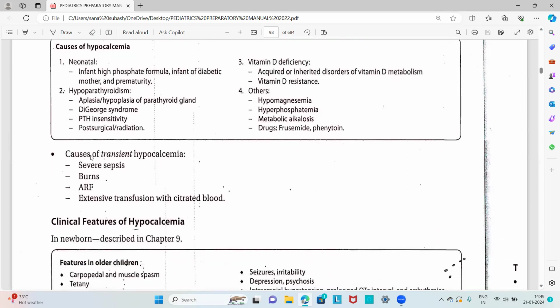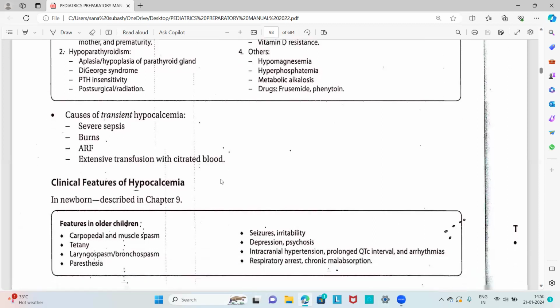Then the causes of transient hypocalcemia, that is, not permanent hypocalcemia, only for a certain period. That is due to severe sepsis, burns, acute rheumatic fever, and extensive transfusion with citrated blood. So these are the causes of transient hypocalcemia.